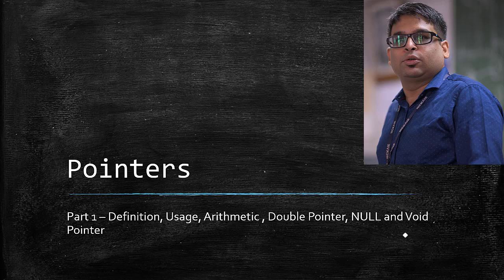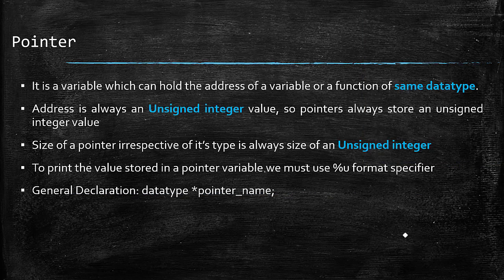So pointer, as we all know, is one of the most important features in the C programming language. By definition, it is a variable which can hold the address of a variable or a function of the same data type. Here you need to focus on the term the same data type. A pointer's data type should be the same as the variable's data type. Otherwise, it cannot store the address of that variable.